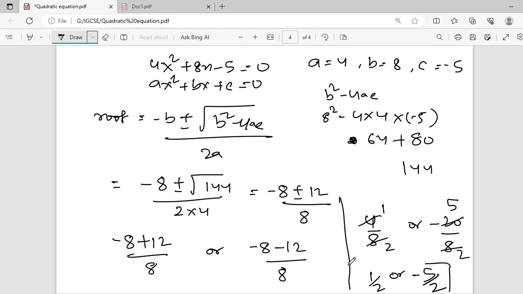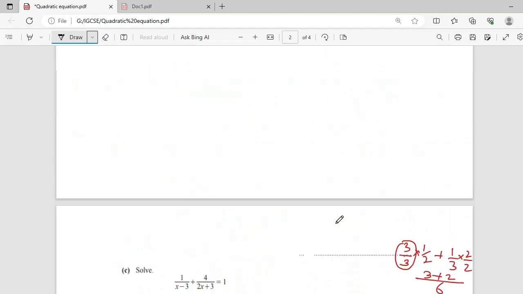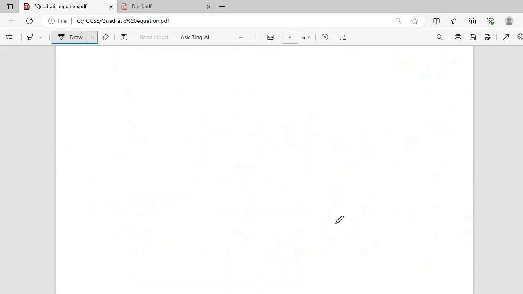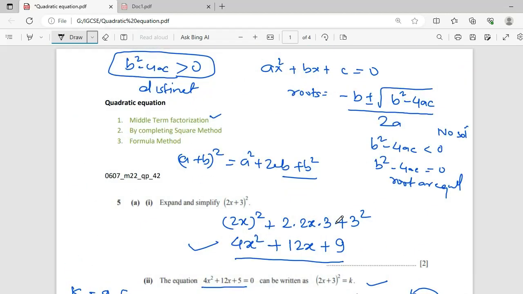So you got the answer this way, right? Using this formula, if we compare with my previous answer, we got the same answer, half and minus 5 upon 2. So this is how we can solve. Either you can use the middle term factorization, or you can use the completing the square method, or we can use any formula like a plus b whole square, or the roots formula. This is the way we can solve the quadratic equation.